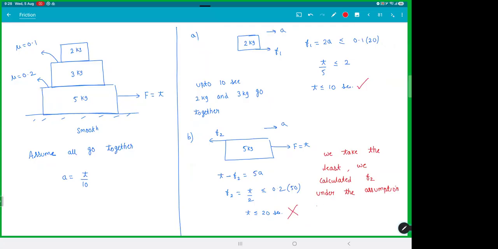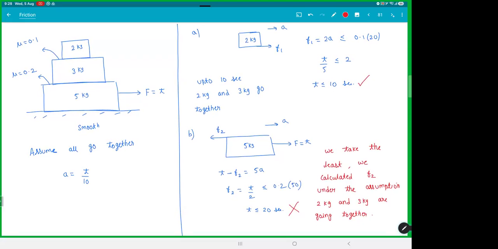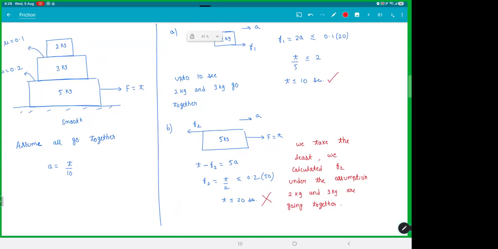That was under the assumption 2 kg and 3 kg are going together. So F2 is wrong. Therefore part B is wrong. So at t is equal to 10 seconds, the 2 kg and 3 kg slipped.